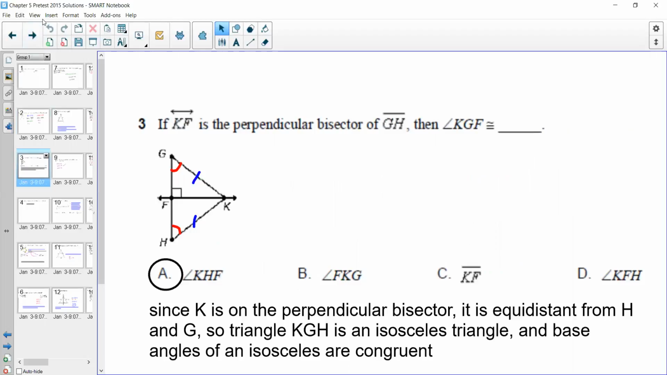Number 3 is A. Move my chat box here. All right, Jonathan, I'm going to mute you. Your sound was on.